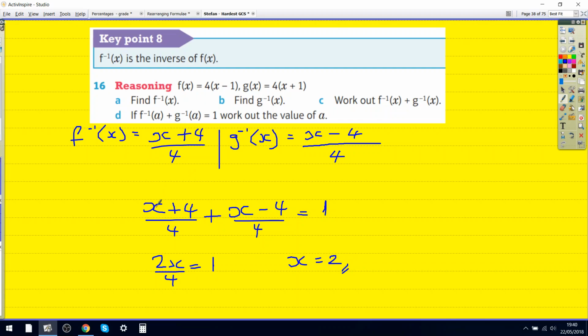So X equals 2, and we'll check. 2 plus 4, so 6 over 4 plus 2 over 4. Does that give us 1? I don't think so. 3 over 2 plus a half doesn't give us 1. Something's gone wrong there. Oh, no, hang on. 2X over 4 equals 1, X equals 2. 6 over 4 is 3 over 2. Oh, it's minus, that's why. Because 2 minus 4 is minus 2. So 3 over 2 minus 1 over 2 is 2 over 2, which is 1. It's correct. Any questions there? No. Okay, that's fine. We did that one.